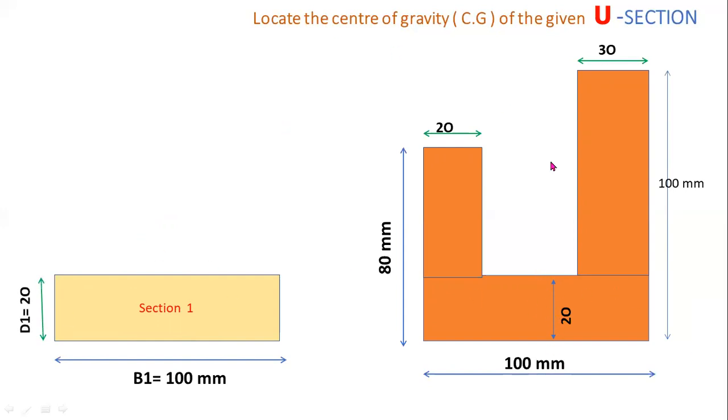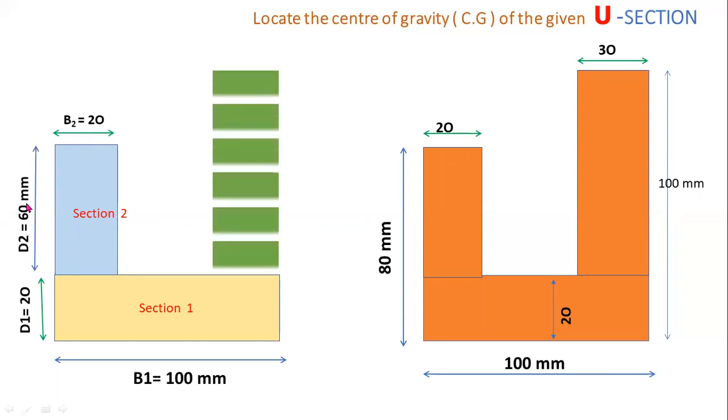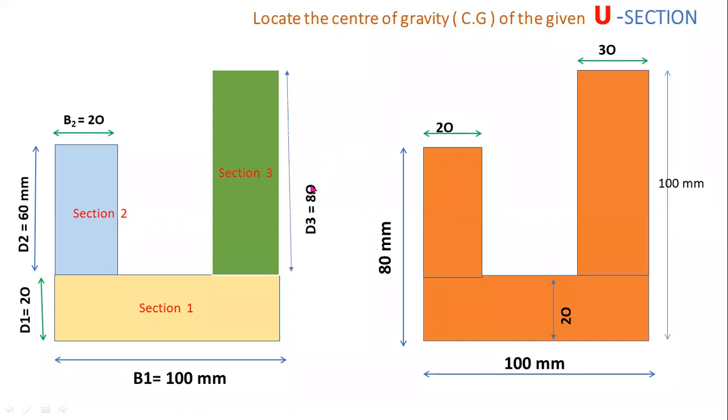Now you have to consider this left side vertical rectangle as section 2. B2 is the base of the second rectangle. D2 is the depth or height of the second rectangle. Now I am considering this vertical rectangle as section 3. Here D3 is the height or depth of the third rectangle. D3 equals 80 mm. Here the total depth is 100 mm, so you have to subtract this value 20 mm from 100. Now B3 is the base of the third rectangle. Base 3 equals 30 mm. Now I am considering the x-axis and y-axis. So this is the origin.